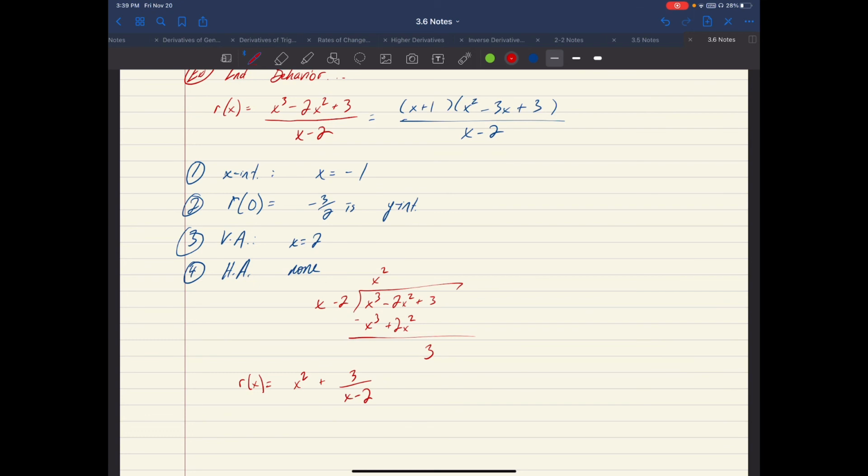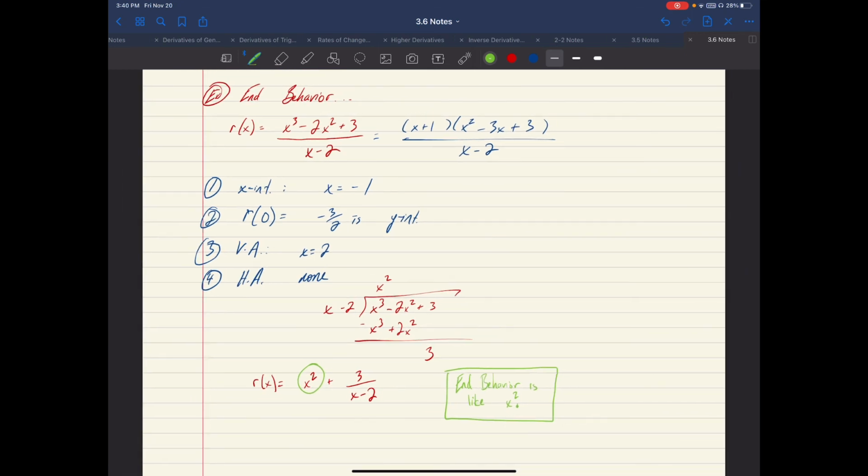the end behavior is going to be like x squared. So the end behavior is like x squared, that's all. Okay, so those types of problems, I'm not even sure I put some of those in the assignment this week, but thought I should try to show one just in case.